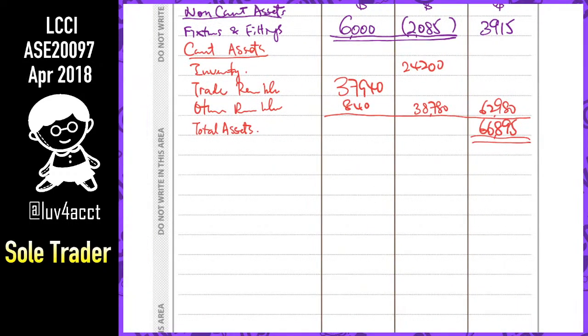Okay, next item we have equity and liability. Equity first. Any drawings?